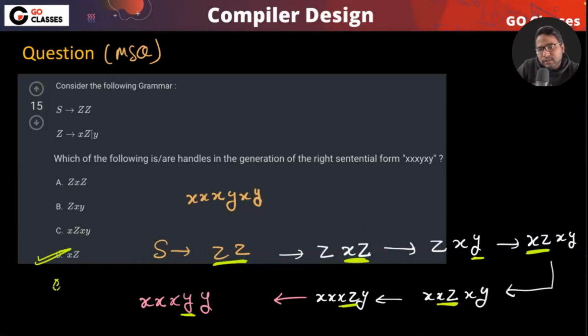Let's suppose, for example, option E says: is there any right sentential form in this process in which Y is a handle? What do you think? Is Y a handle in any of the right sentential forms?